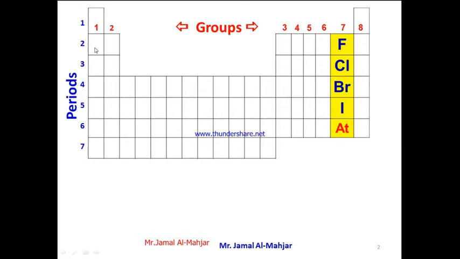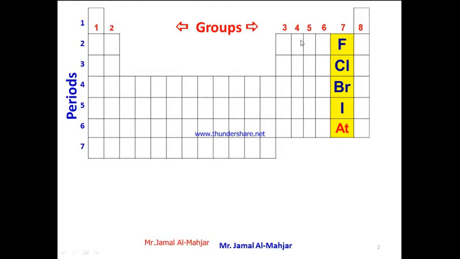In the second period we have lithium, beryllium, and so on. Then we have many elements in this chart. But today we want to explain the elements of group 7 only. They are put in group 7 because in the outermost shell, it means in the last shell, each one has 7 electrons.